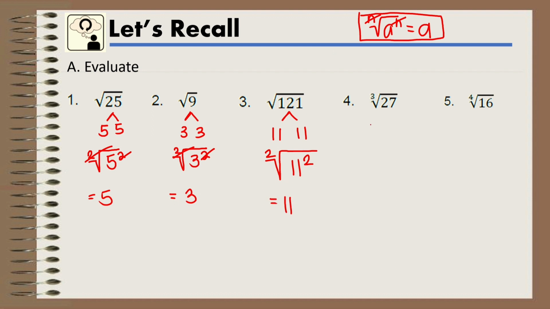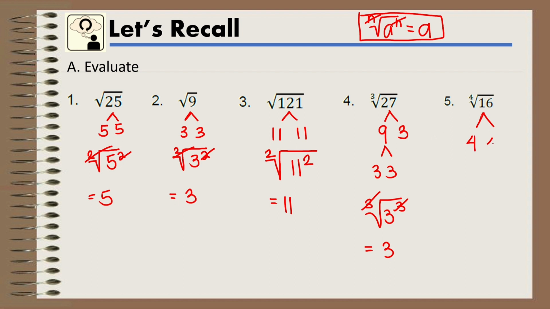Okay, in our example number 4, we'll try to factor this as 9 times 3, and 9 is 3 times 3. So that is the cube root of 3 raised to 3. So this is cancelled out. The answer is 3.